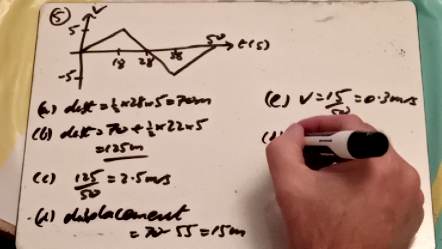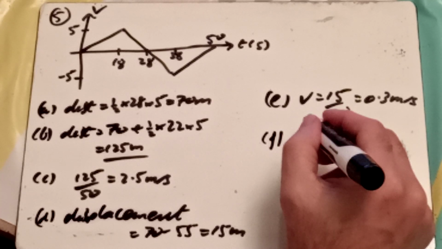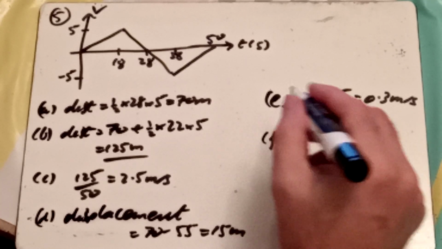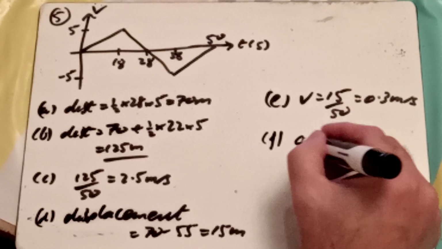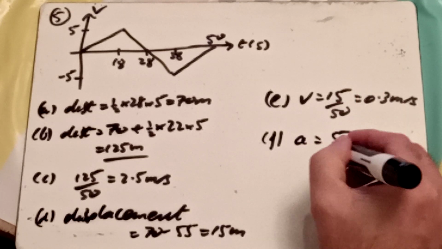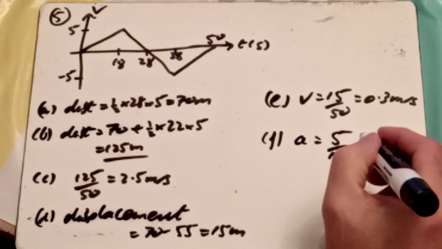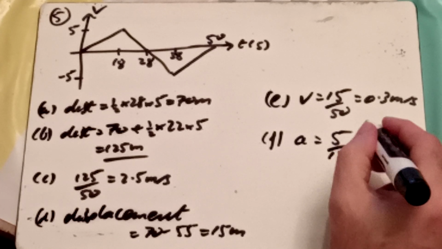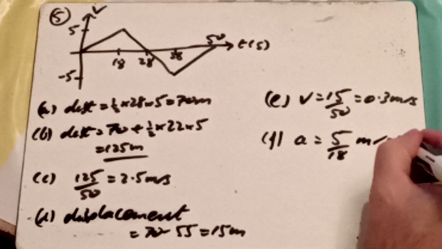And F wants the acceleration in the first 18 seconds. Well, all that is just its velocity, 5, divided by the time, 18, changing velocity over changing time, 5 over 18 metres per second squared.